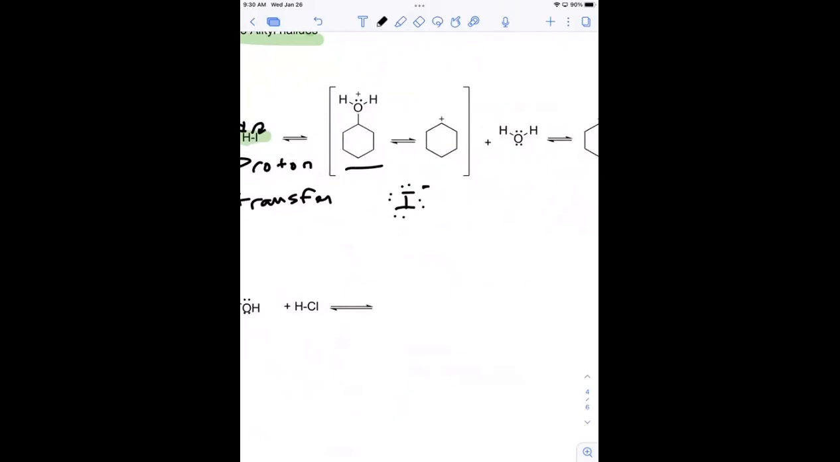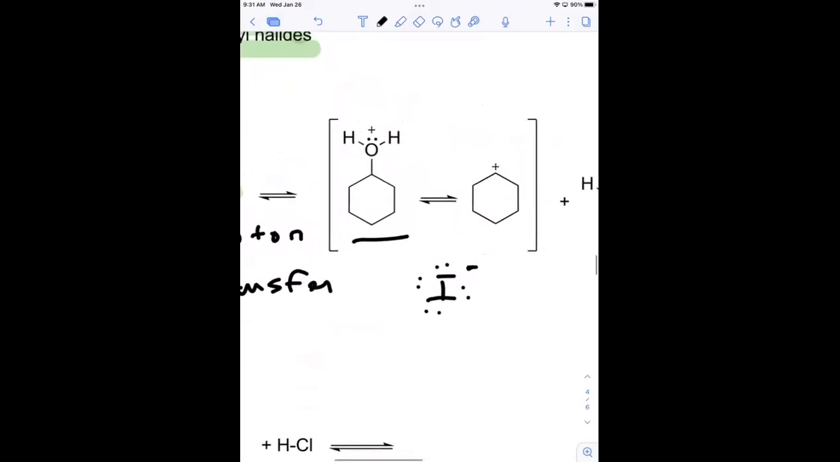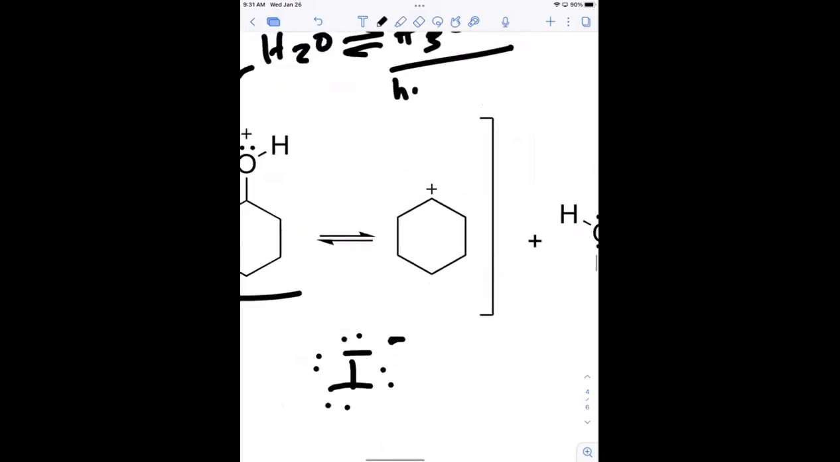None of this is new. We learned all these arrow pushing processes in part one. This is just a different application. Now, can somebody look up what the conjugate acid of water is? The conjugate acid of water would be hydronium ion. Somebody look up the pKa for that.